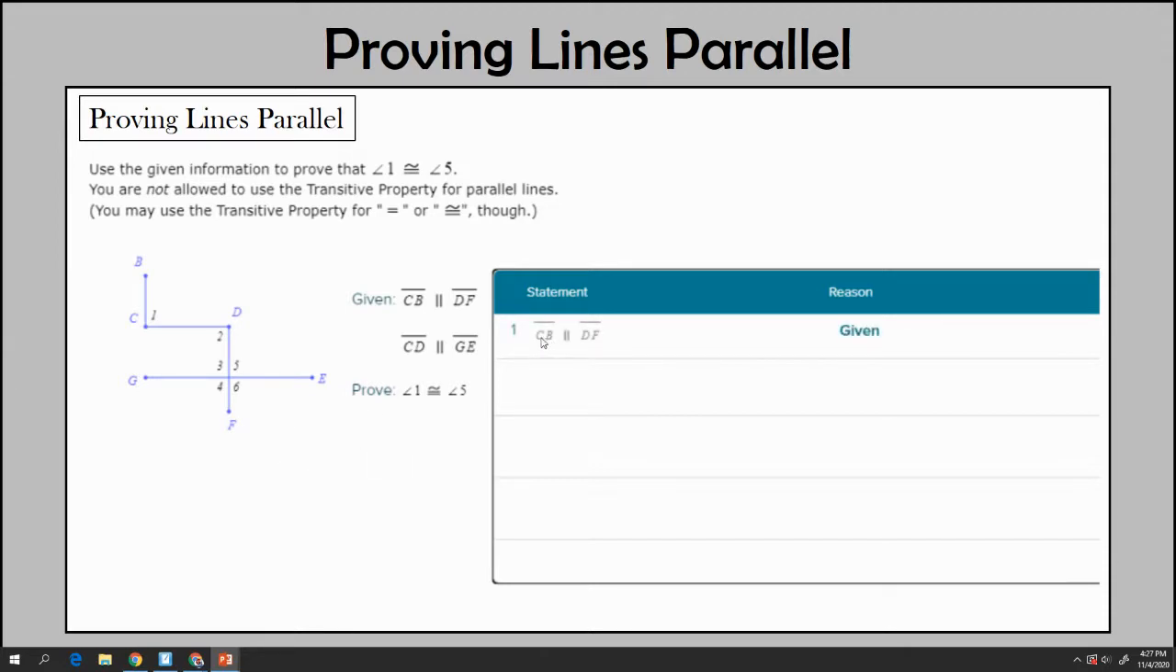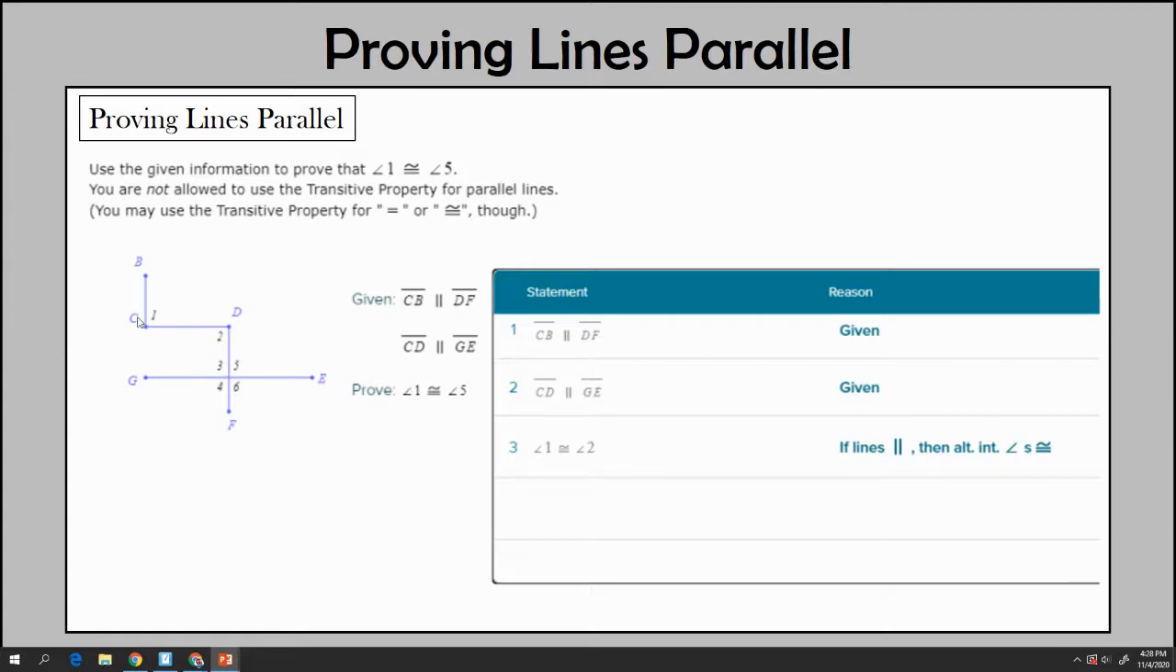So we're going to start with our given: CB is parallel to DF and CD is parallel to GE. From the first given, CB parallel to DF, I know angle 1 is congruent to angle 2 because if lines are parallel, then alternate interior angles are congruent.